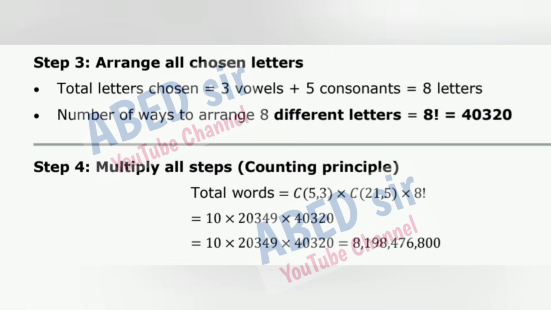Step 3. Arrange all chosen letters. Total letters chosen is equal to 3 vowels plus 5 consonants is equal to 8 letters. Number of ways to arrange 8 different letters is equal to 8! is equal to 40,320. Step 4. Multiply all steps, the counting principle. Total words is equal to C(5,3) times C(21,5) times 8!.